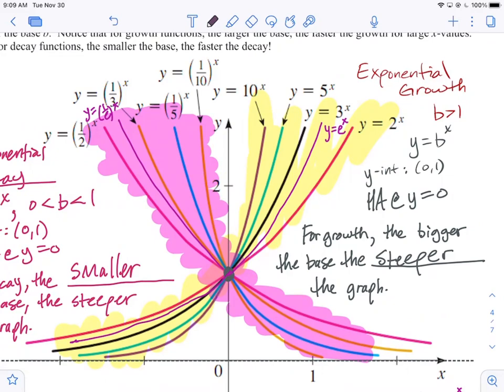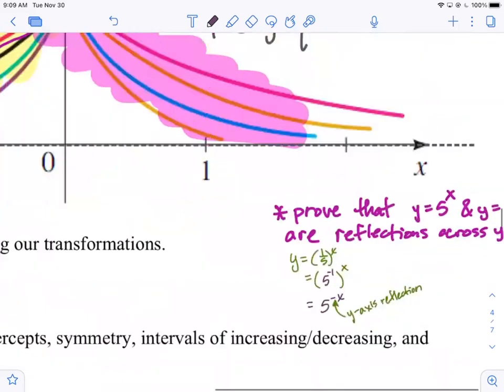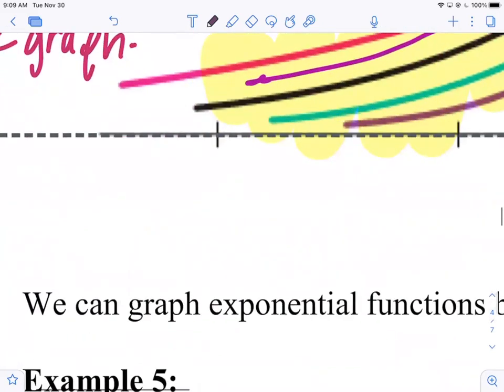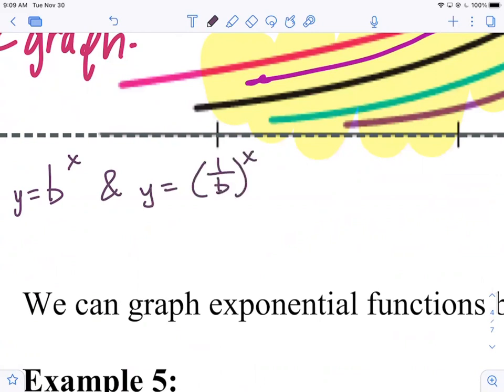Okay. So we proved it down here, but let's go ahead and state this in general. y equals b to the x and y equals 1 over b to the x are going to be reflections of each other across the y-axis.